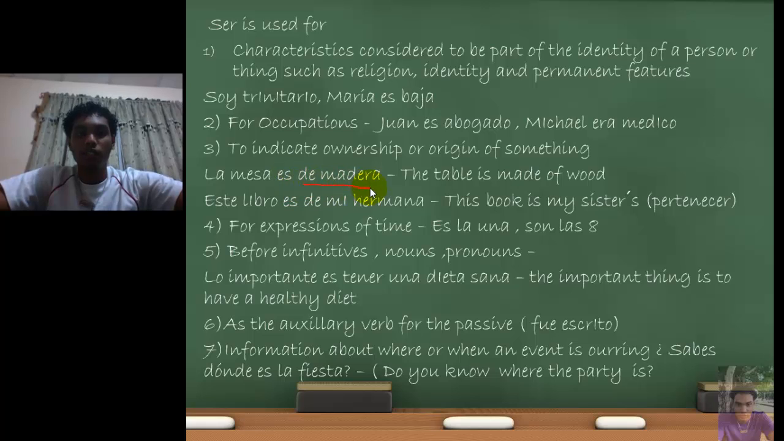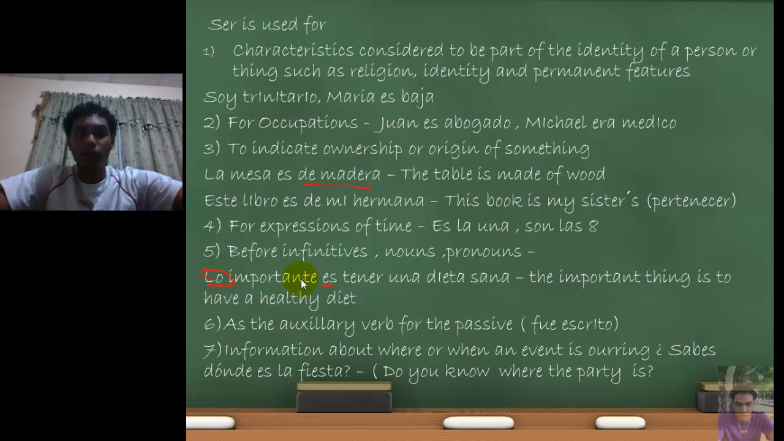You can also use this to convert it into an adjective. Right? So it's a wooden table. Expressions of time. Right? Es la una. It's 1 o'clock. Right? Ser is used before infinitives, nouns, and pronouns. So lo importante es tener una dieta sana. The important thing is to have a healthy diet.